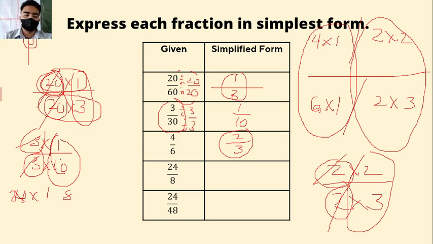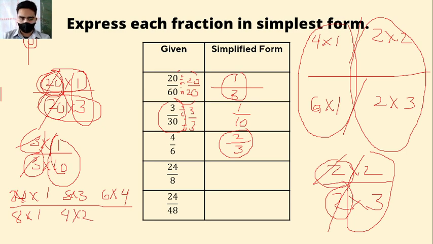It is 8 times 3. Correct. And it could be 6 times 4. Correct. How about for 8? It could be 8 times 1. Correct. It could be 4 times 2. Correct. Or it could be 2 times 4.